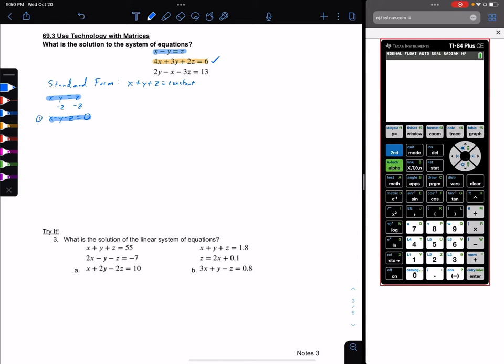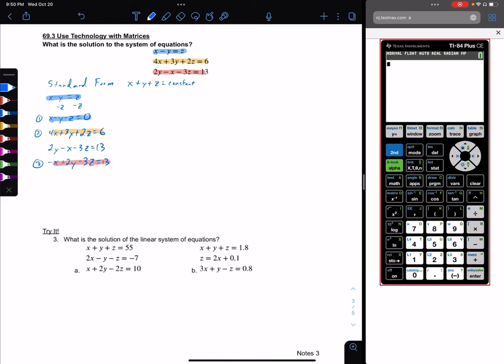So we'll call this equation 1. Equation 2, we have 4x plus 3y plus 2z equals 6. That one's done. We don't have to do anything else. And then equation 3, this 2y minus x minus 3z equals 13. It looks good, but we actually need to rearrange it. We need to have the x value first. So I'm just going to rewrite this as negative x plus 2y minus 3z is equal to 13, and this would be our third equation.